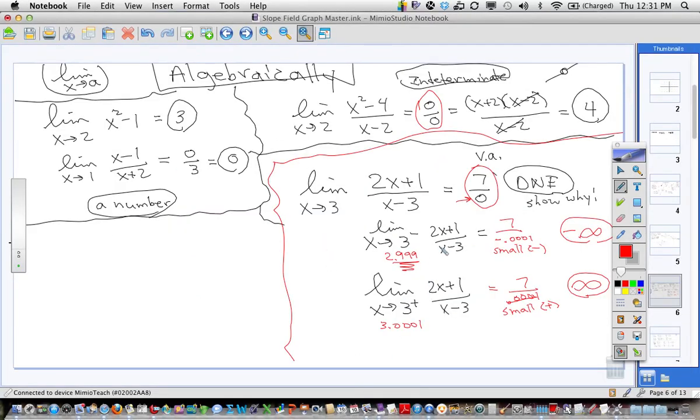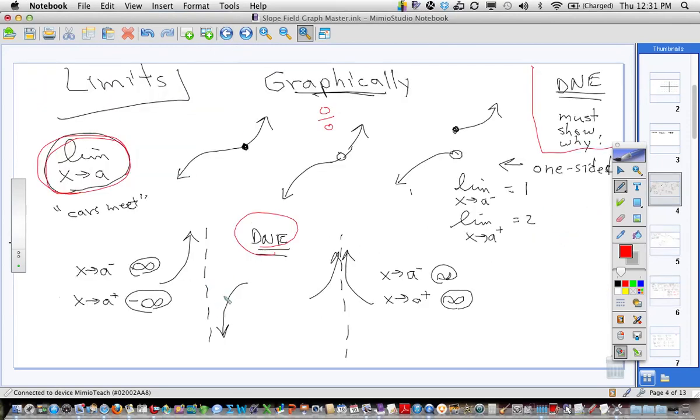But on a problem like this, not a graph, but on one with an equation, we just plug in numbers. So we say, well, to the left of 3, you'd have 2.999 minus 3. Well, that's a really small negative. 3.01 minus 3, that's a really small positive. And so when you take 7 or something near 7, divided by a really small negative, you get a really big negative. Negative infinity. Positive infinity. So this problem right here would be this kind of problem right here. On one side, it's negative infinity. On the other side, it's positive.